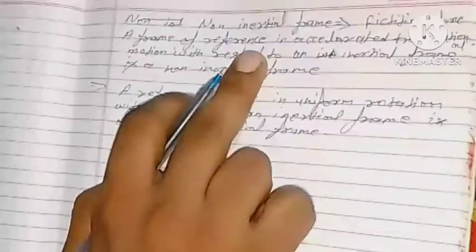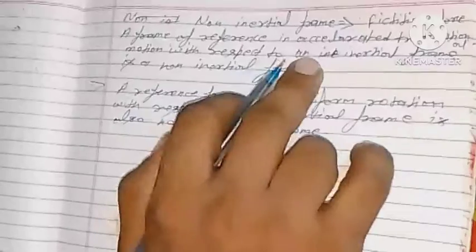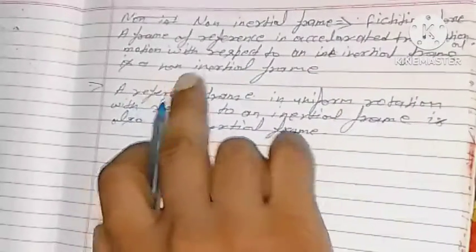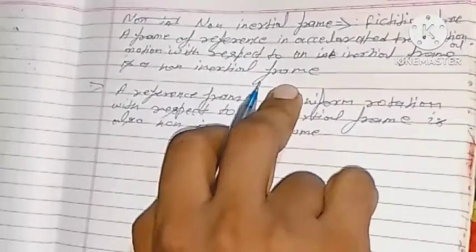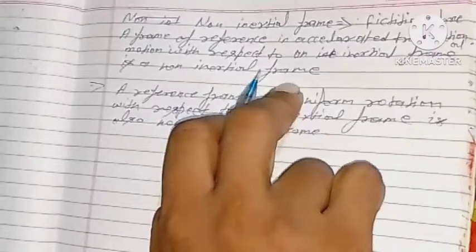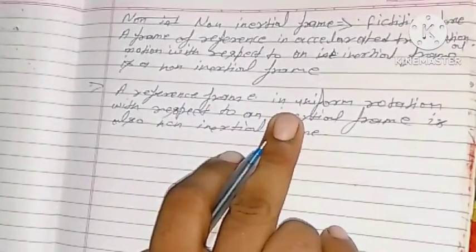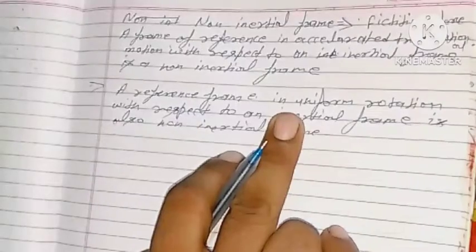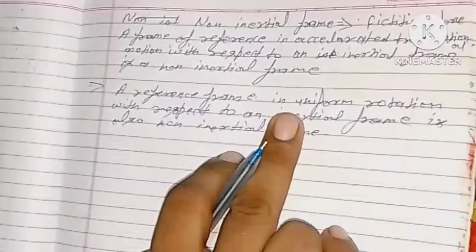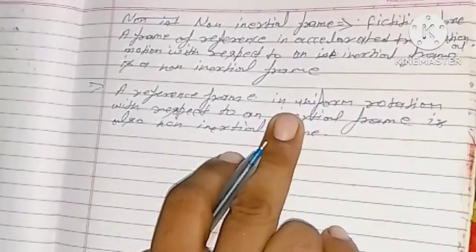A frame of reference in accelerated translational motion with respect to an inertial frame is a non-inertial frame. In a non-inertial frame, an observer or fictitious force appears to be acting. Let us consider both the cases and the origin of fictitious force.